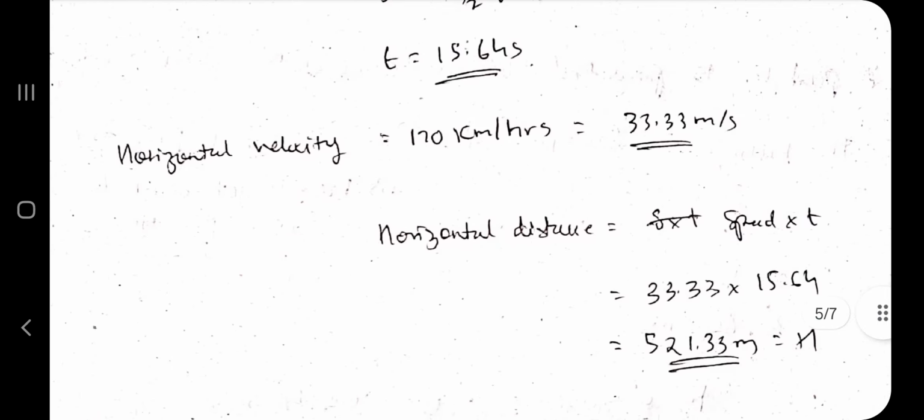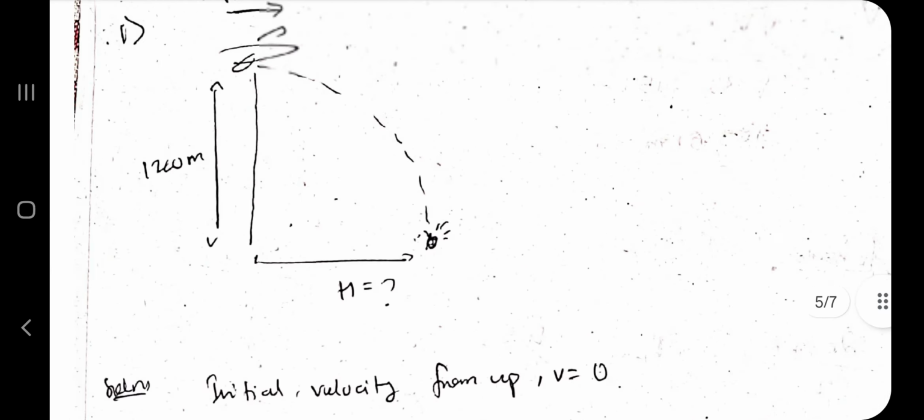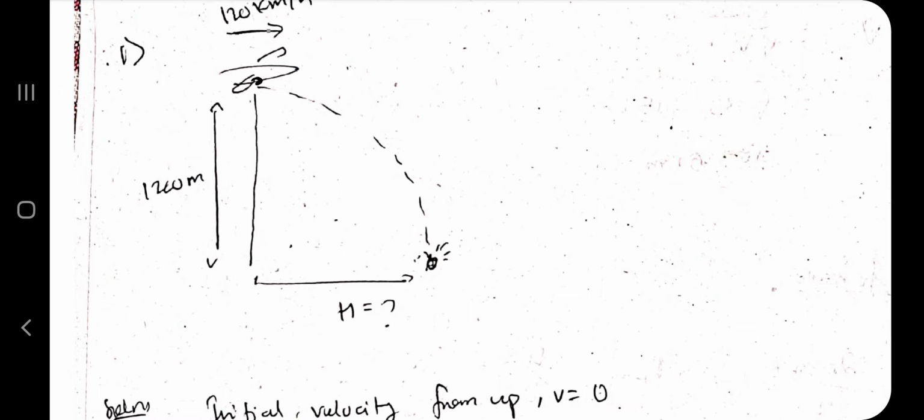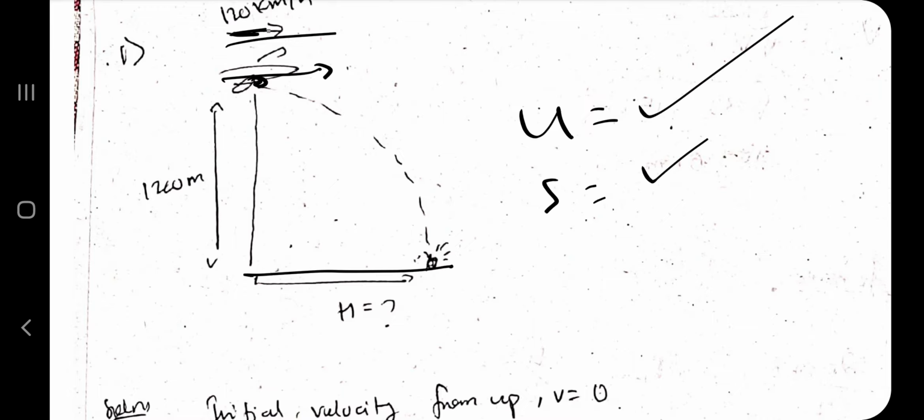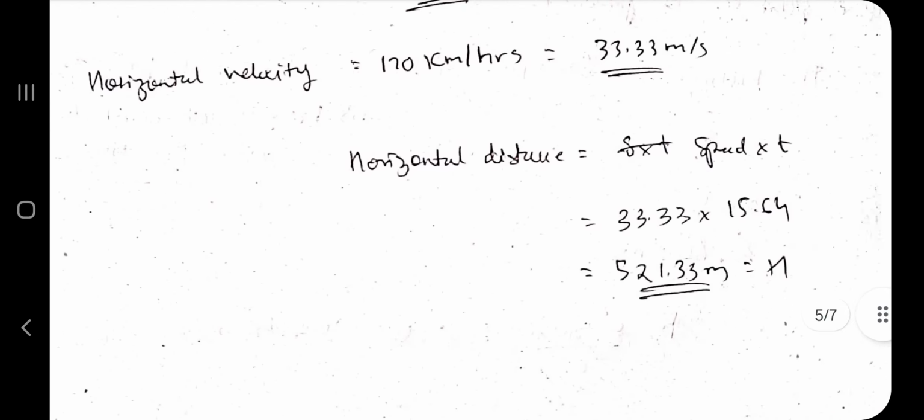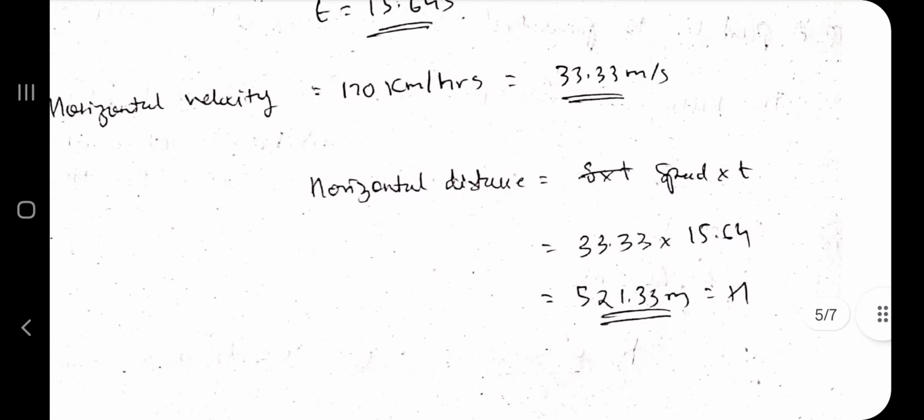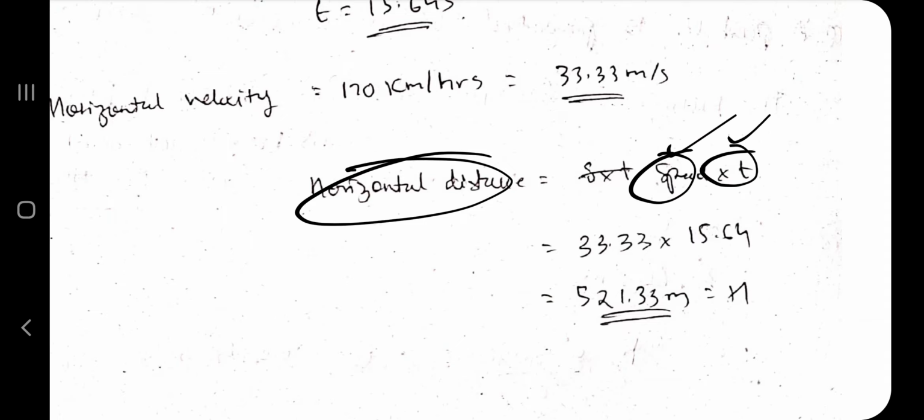Next, what is the thing which we need? Horizontal velocity we know. See, vertical velocity is 0 because the bomb was here, but horizontal velocity is the same as that of the plane because bomb and plane are going in the same spot, right? So initial velocity u will be equal to 120 km per hour. U also we got, and the distance travel s also we got, and what else do we need? If we get these two things, we can easily find the horizontal distance by speed into time, right? Speed we have, time we have. Speed into time will give us the horizontal distance, 521.33 meter, okay.